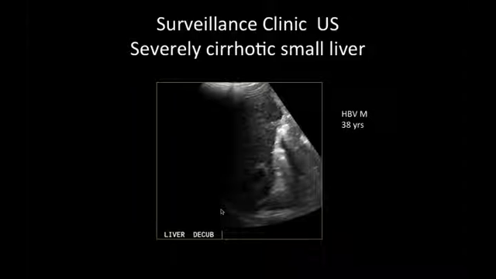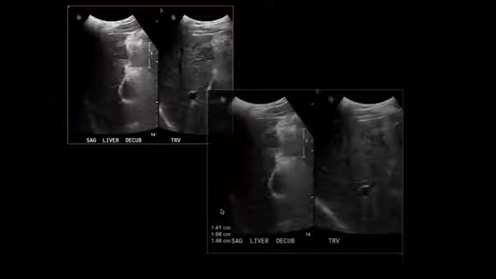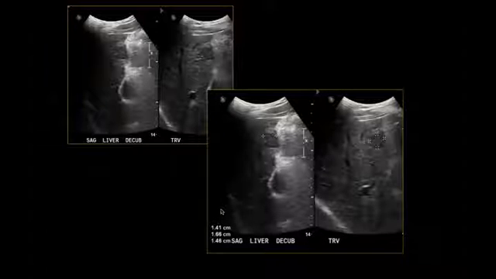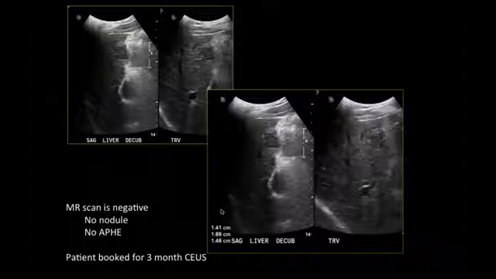So this patient was booked for MR scan, which was reported as negative, showing no nodule and no arterial phase hyperenhancement. So therefore, following this surveillance ultrasound and that MR scan, the patient was booked for a CEUS in 3 months' time. So when the patient comes in 3 months' time, we can see the nodule quite easily. And we can see that the nodule is considerably bigger, now measuring over 2 centimeters in diameter.